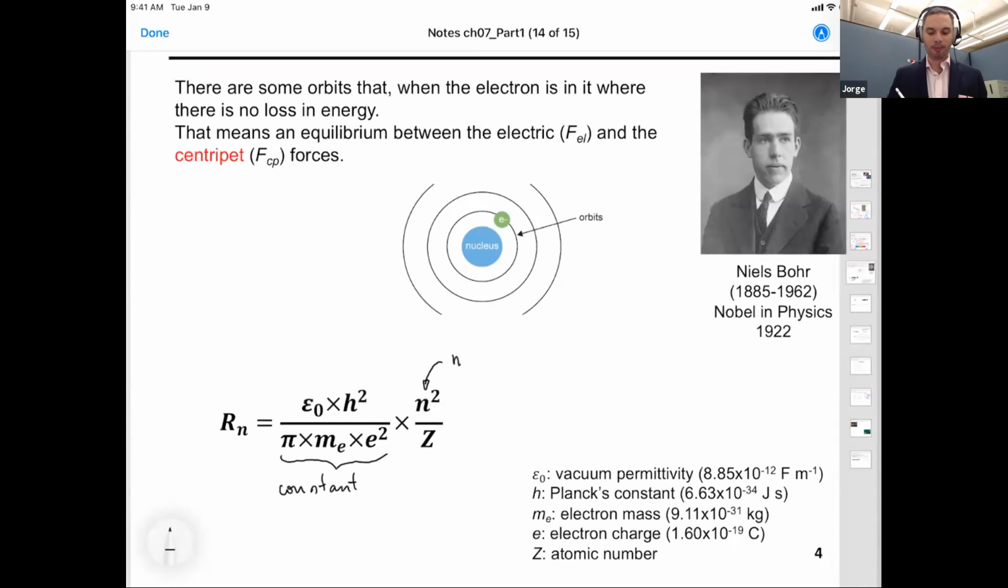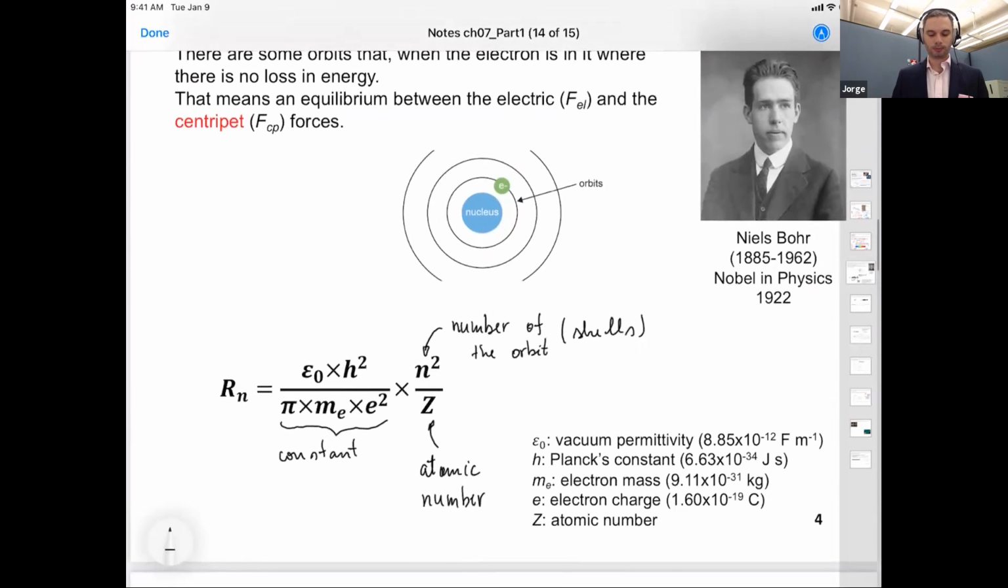This is going to be the number of the orbit. The number of the orbit is what we call shells. Okay, remember the electron shells. So that's represented by n. And the second important thing here in Bohr's equation is the Z, or atomic number. Those are the two important things in this equation: the number of the orbit, which is the number of the shell, and the atomic number, Z.